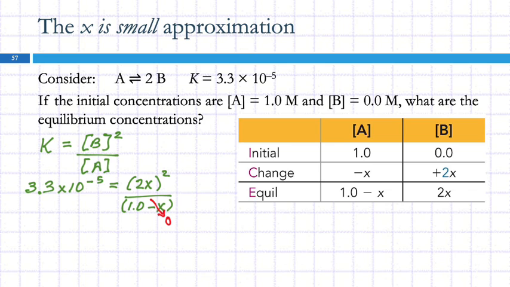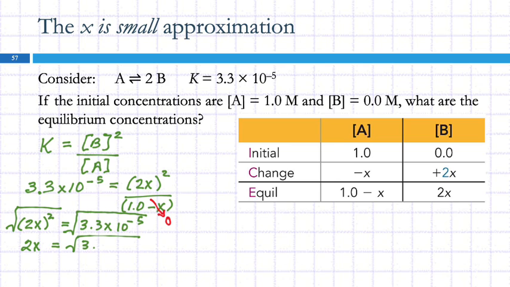Okay? So let's solve this equation then. And again, using the solver is absolutely fine. This denominator is 1, right? And so I'm just going to flip it around. 2x squared is equal to 3.3 times 10 to the minus 5. To get rid of the square, I'm going to do the square root of both sides. So now I've got 2x is the square root of 3.3 times 10 to the minus 5. And I divide both sides by 2.